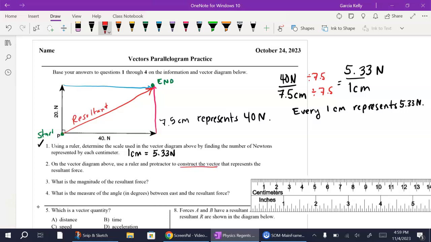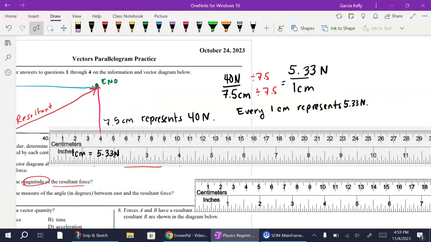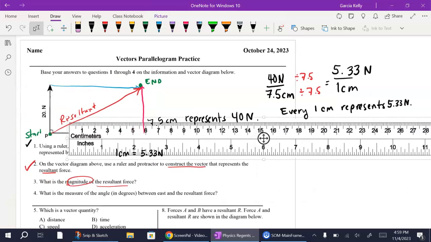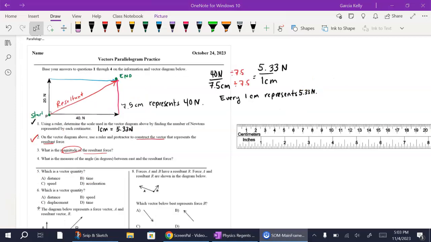So construct a vector that represents the resultant. Check. What is the amount of the resultant force? So now I need to use my ruler again, and I need to measure how much this is. Seems I've run into a problem and I can't rotate my ruler. But because this is at 90 degrees, and I have both the horizontal and the vertical, I can also do Pythagorean theorem to find out the amount of my resultant.